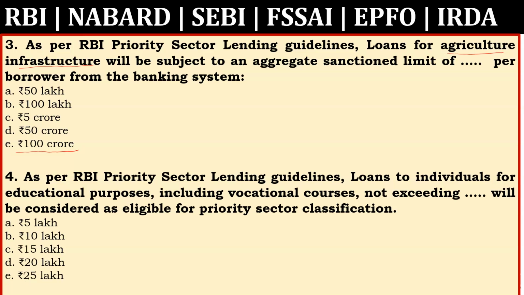As per RBI priority sector lending guidelines, a loan to an individual for educational purposes, including vocational courses, not exceeding rupees: 5 lakh, 10 lakh, 15 lakh, 20 lakh, 25 lakh. So 20 lakhs is the right answer.